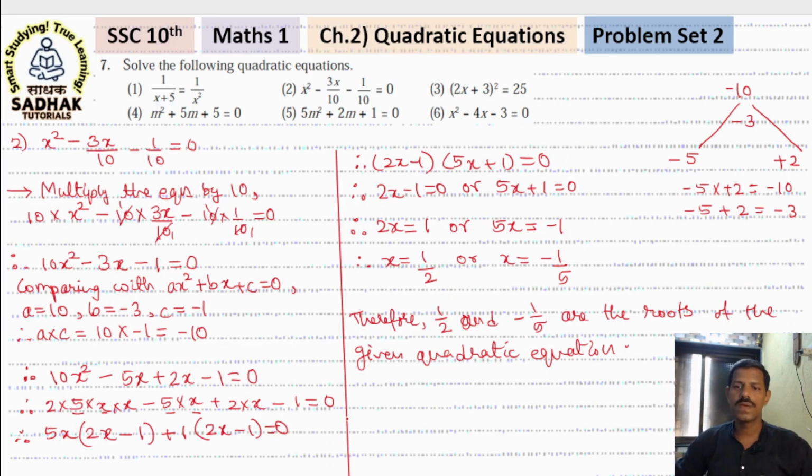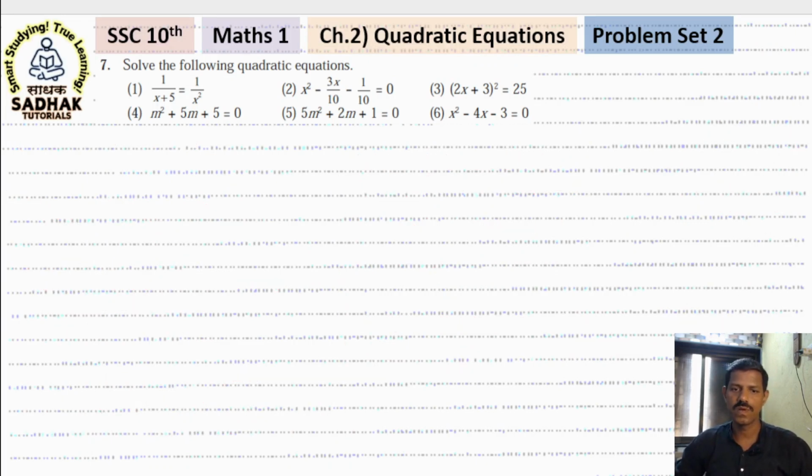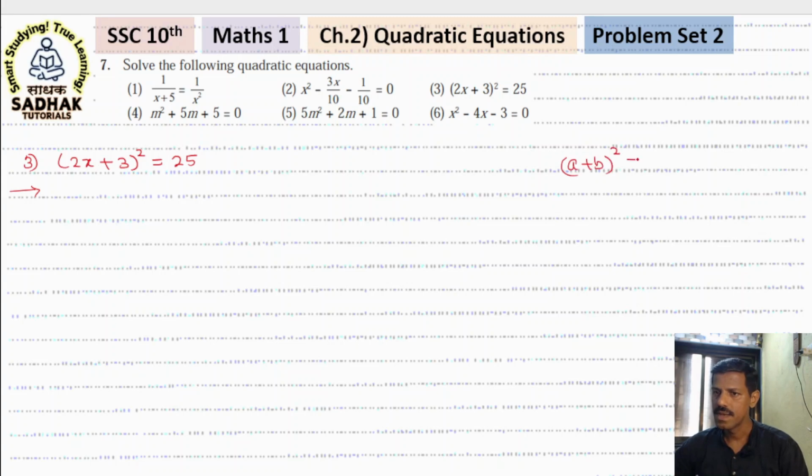Chalo, so now we are solving sum number 3. Let us go to sum number 3. What is sum number 3? 2x plus 3 the whole square is equal to 25. Okay, so now we can see that this left hand side is in the form a plus b the whole square, right? So what is the expansion of a plus b the whole square? It is a square plus 2ab plus b square.